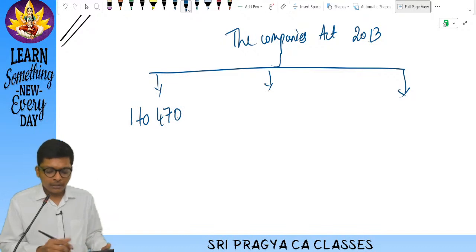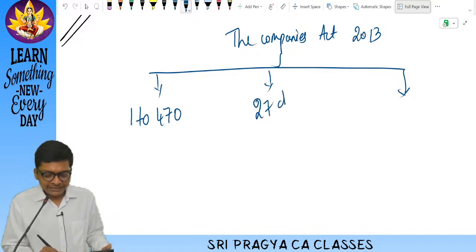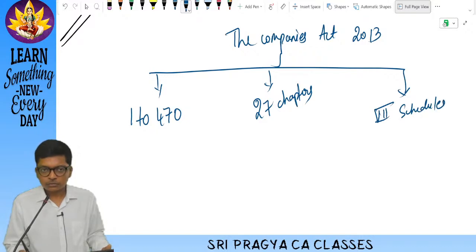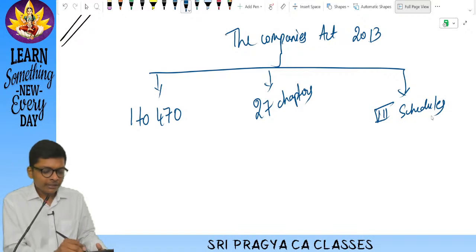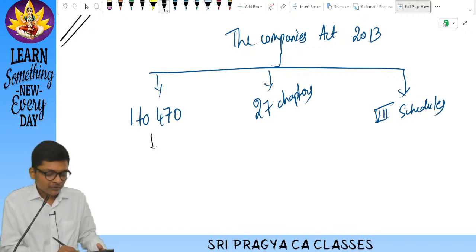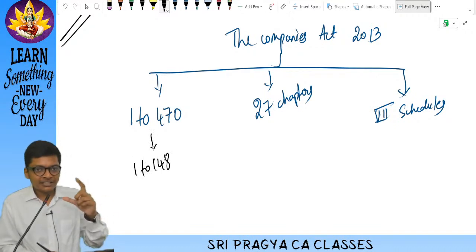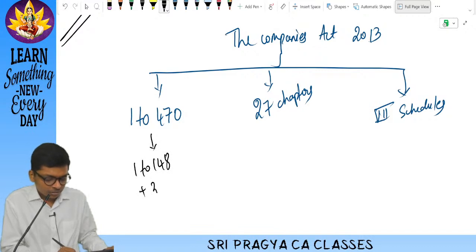Overall, we have 27 chapters and 7 schedules in the Act. In our syllabus, we have only sections 1 to 2 of the Act, which is our first 10 chapters, and now the new inclusion is plus 3.